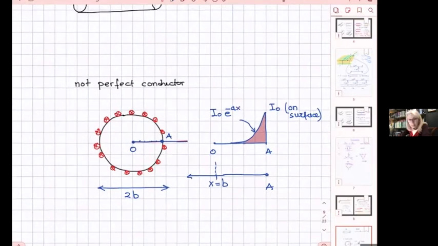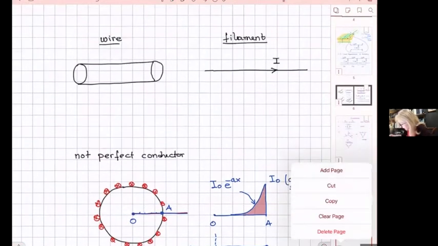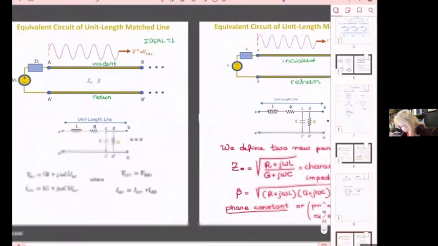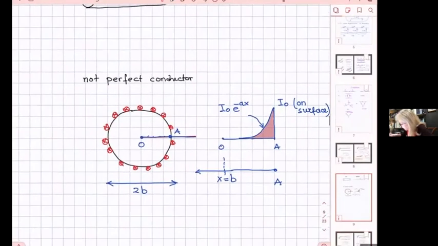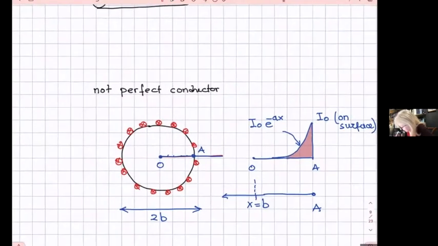All right, so inside the conductor, the wire rather, the current diffuses. It still has the same direction, all right? So the current still has the same direction here, if you want me to show it. The current would still be like this, in the same direction, but it would go down exponentially.